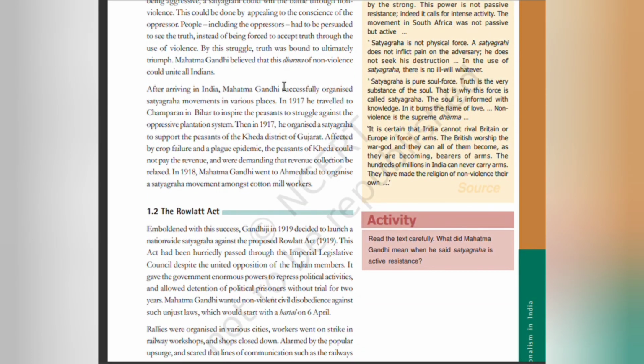After arriving in India, Mahatma Gandhi successfully organized satyagraha movements in various places. In 1917, he traveled to Champaran in Bihar to inspire the peasants to struggle against the oppressive plantation system. Then in 1917, he organized a satyagraha to support the peasants of the Kheda district of Gujarat. Affected by crop failure and plague epidemic, the peasants of Kheda could not pay the revenue and were demanding that revenue collection be relaxed. In 1918, Mahatma Gandhi went to Ahmedabad to organize a satyagraha movement amongst cotton mill workers.